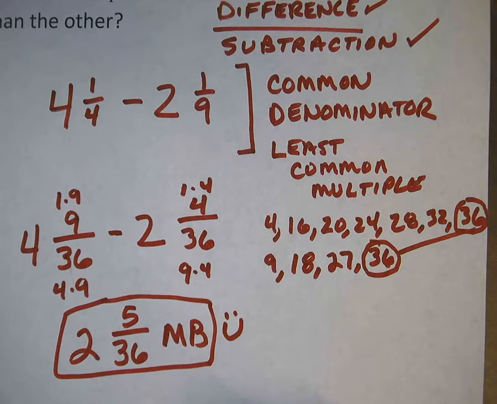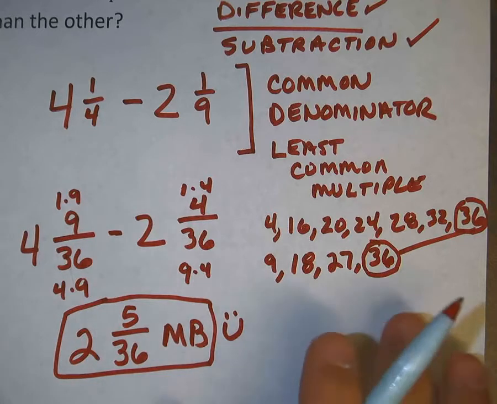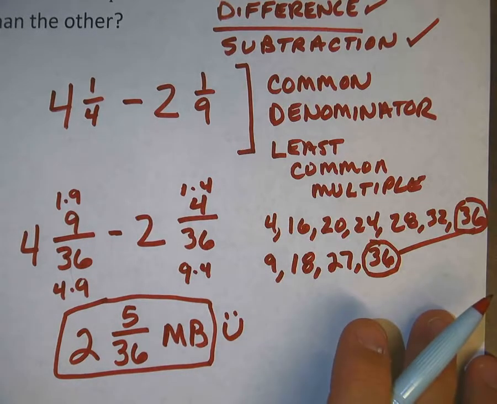So there you go. I hope that helps you understand a little bit more about how to add, especially subtract, fractions that have unlike denominators. Thank you.